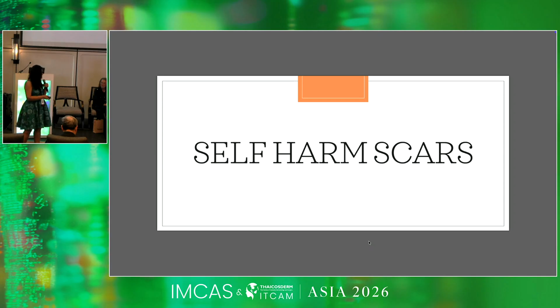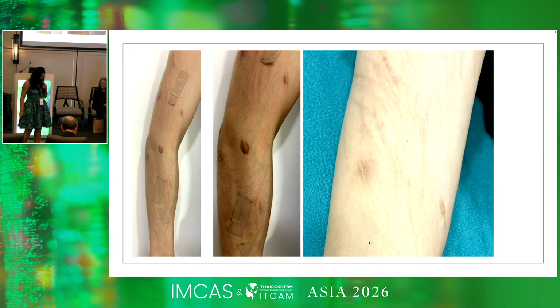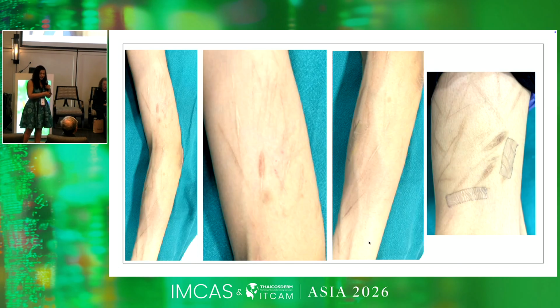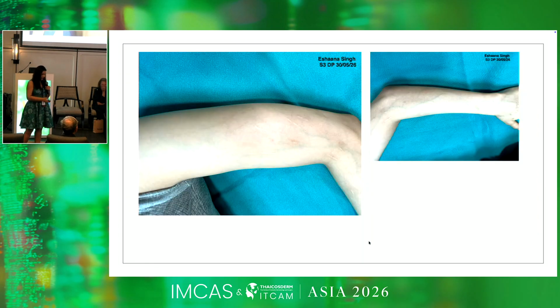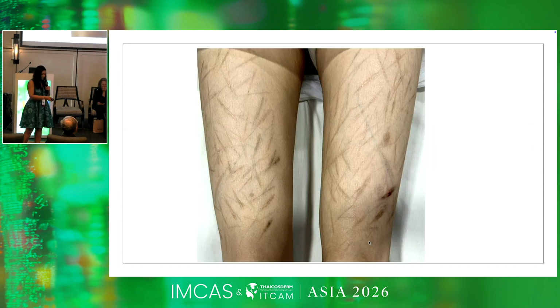Self-harm scars, I want to show you this. I had a patient who was very young, with all four limbs mutilated. I want to show you the pictures of the upper limb. This is all the upper limb, and I'm sorry, this was how the thigh area looked when the patient came to me, and this was all over the lower limbs. So this was full upper limbs and full lower limbs, young girl.